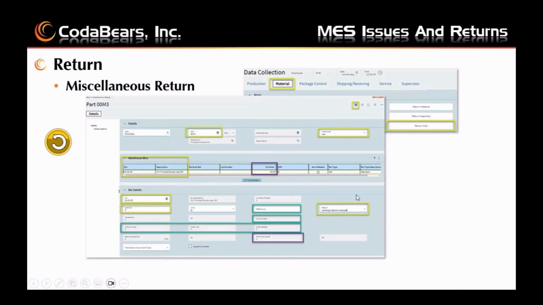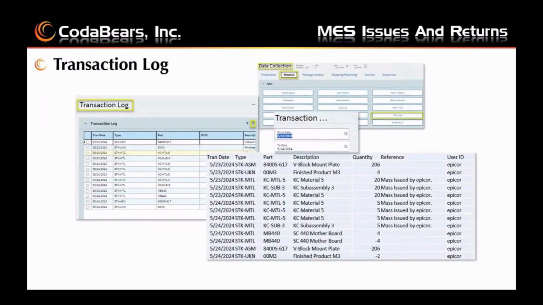And once you're happy, you click the save, and you will notice right after you click save that your on-hand quantity will increase if you put in a positive value in your return. So back on the main MES data collection screen, after all the return buttons on the material tab, there is a button for transaction log. You can see the transactions that took place for a certain time frame. This can be another way to double check all your expected issues and returns were done.